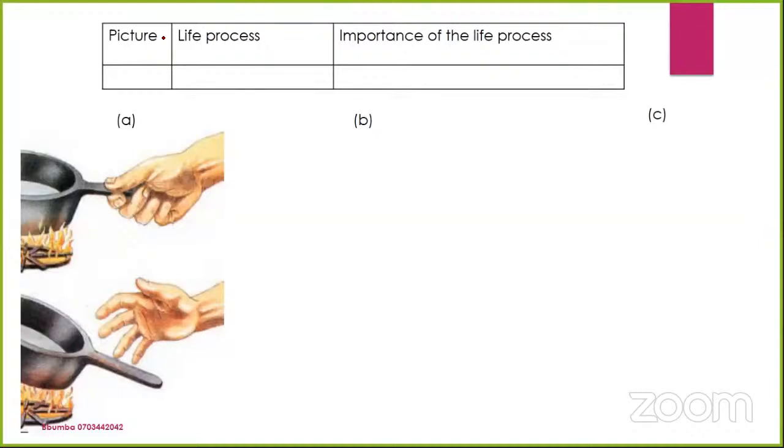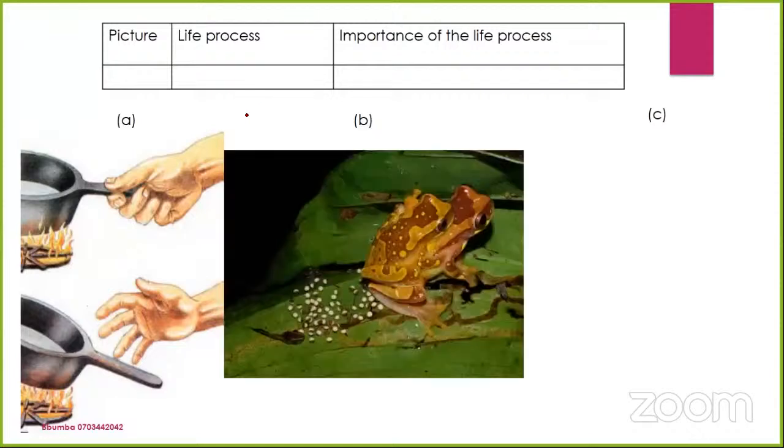Because we are seeing the saucepan is on fire. Then when he tries to remove it, he feels that it is hot, then he removes his hand immediately. Okay, thank you very much. You have been able to identify it. Then we can also look at picture B. Picture B, which life process are you able to see?